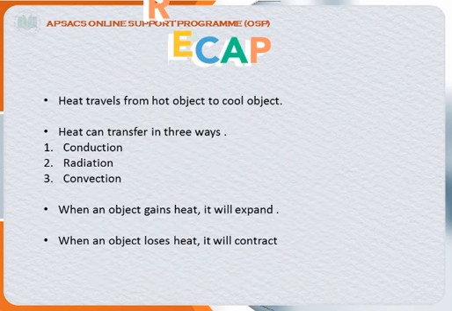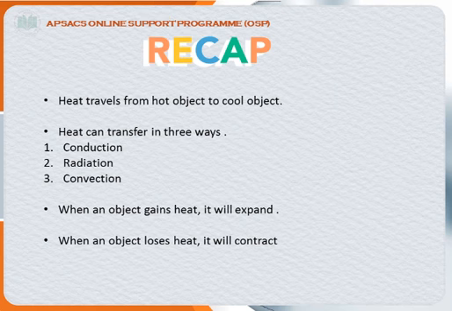Let's take a quick recap of what we have learned in this video. Heat travels from a hot object to a cold object, and it can be transferred in three different ways: conduction, convection and radiation. Conduction means through direct contact, convection means through any medium which can be liquid or gas, and radiation means through rays. When an object gains heat, it will expand or increase in size or volume. This is also called expansion. And when an object loses heat, it will contract, which means decrease in size. This is also called contraction.